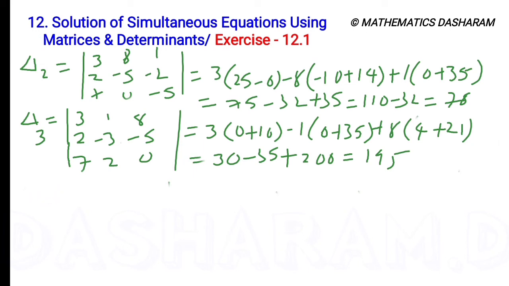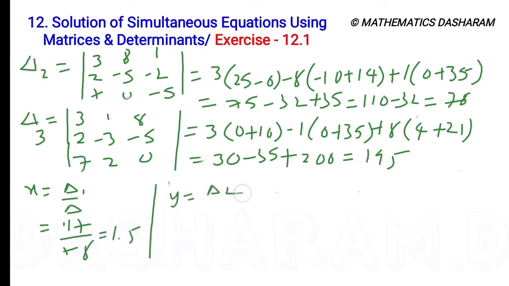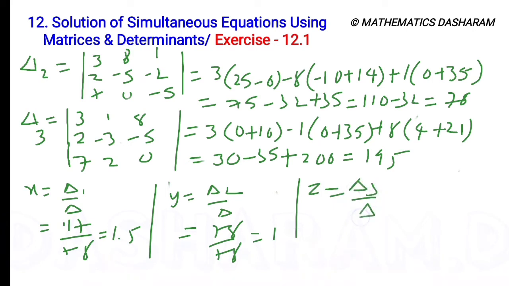X equals delta 1 divided by delta. So delta 1 is 117 and delta value is 78, it equals 1.5. Y equals delta 2 divided by delta, 78 divided by 78 equals 1. Z equals delta 3 divided by delta, 195 divided by 78 equals 2.5.